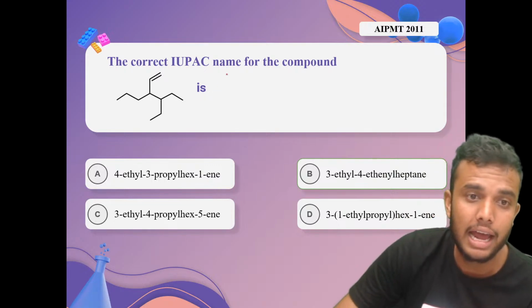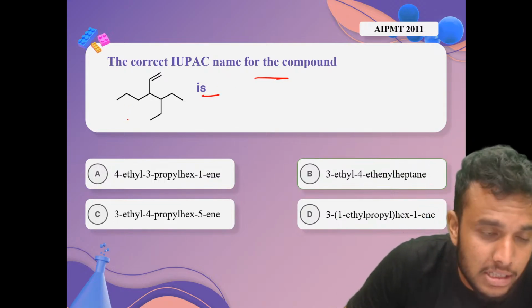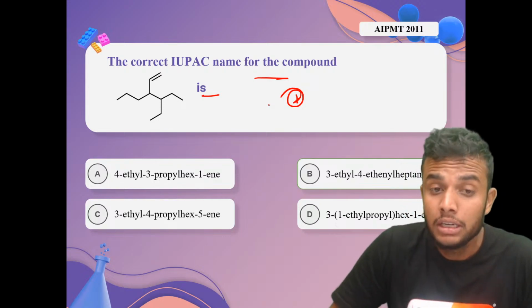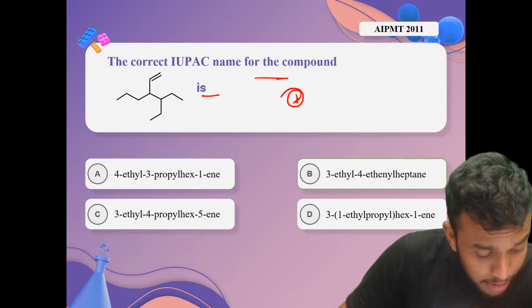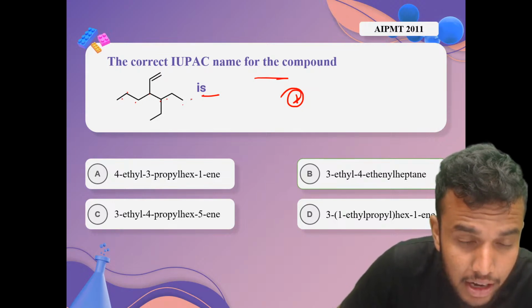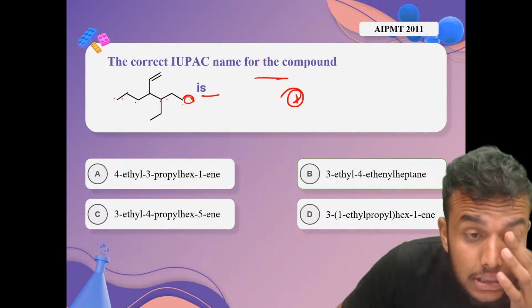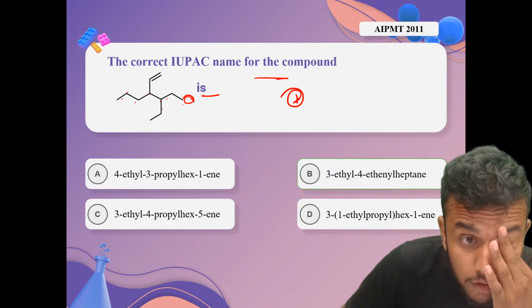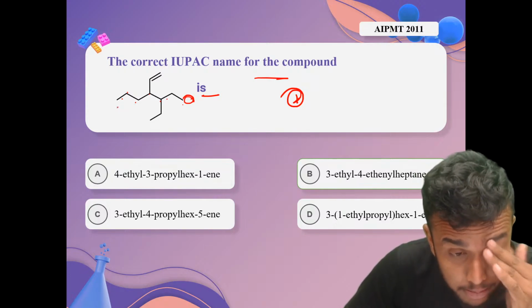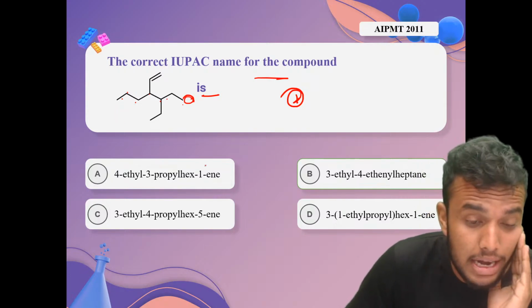Next, second question: the correct IUPAC name of the compound is. Come on, let's find out, students. The first step is to count the maximum number of carbon atoms present in the long chain. Here, if you count, 1, 2, 3, 4, 5, 6, 7. Totally 7. If you count this way, 1, 2, 3, 4, 5, 6, 7. It is also the same. Okay, numbering takes place. Ethene comes first.